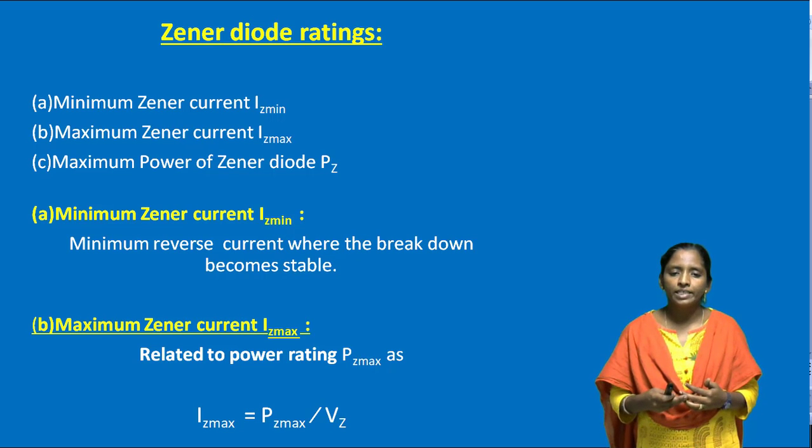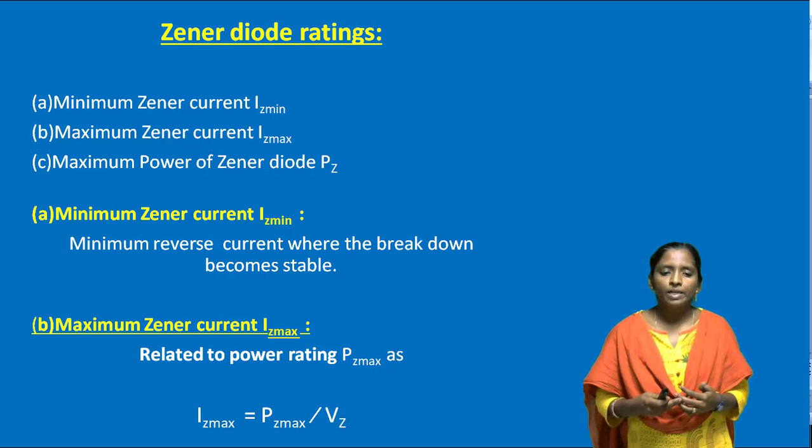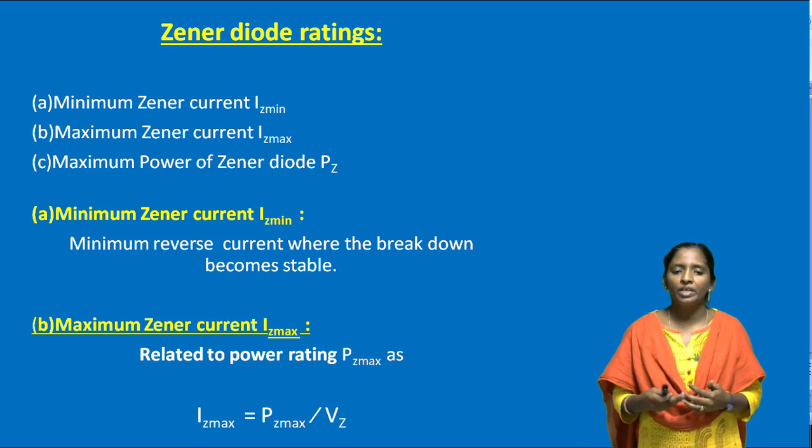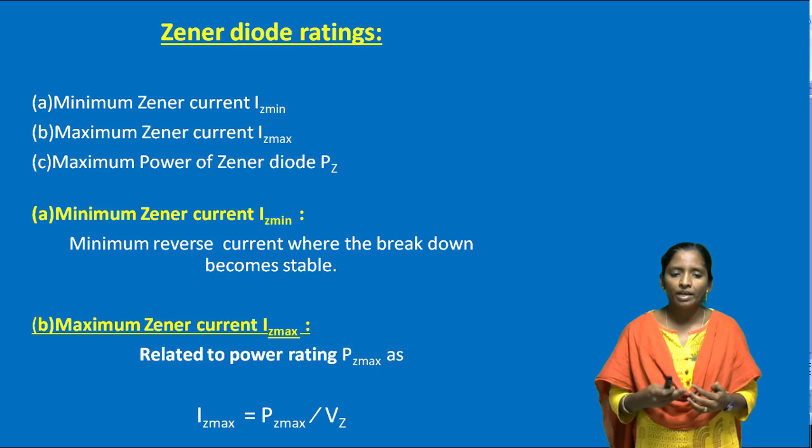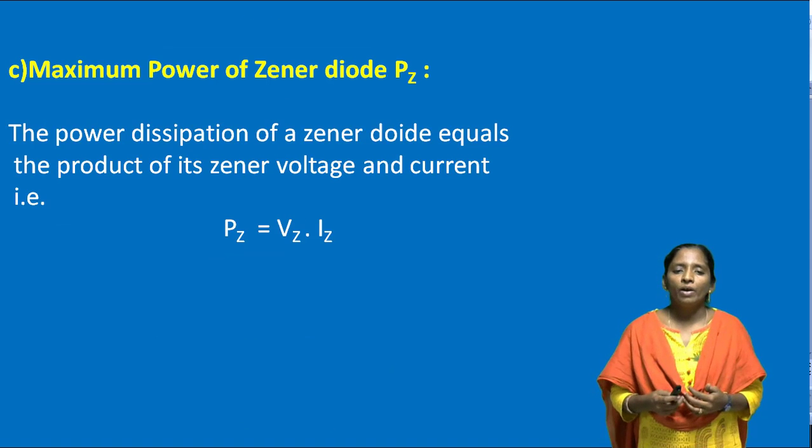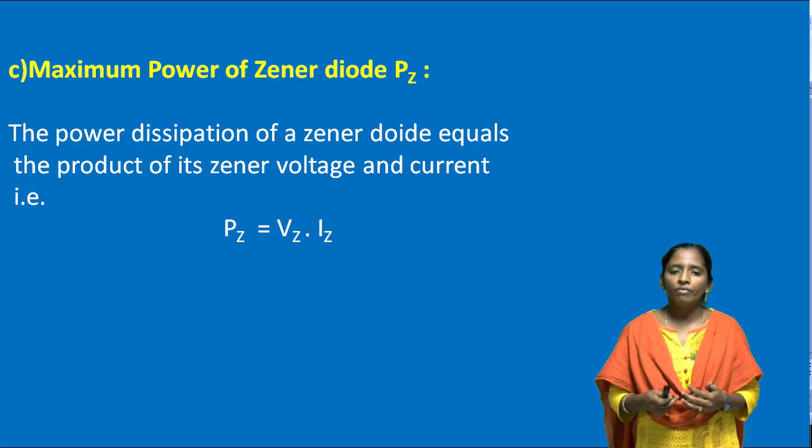We consider Z every time because here we are considering the Zener diode, that's why we say PZ maximum. So IZ maximum equals PZ maximum by VZ. We know the equation P equals V into I. So from that relation we get IZ maximum equal to PZ maximum by VZ. Maximum power of Zener diode is represented with PZ. It is the power dissipation of the Zener diode. It equals the product of Zener voltage and Zener current. So PZ equals VZ into IZ.